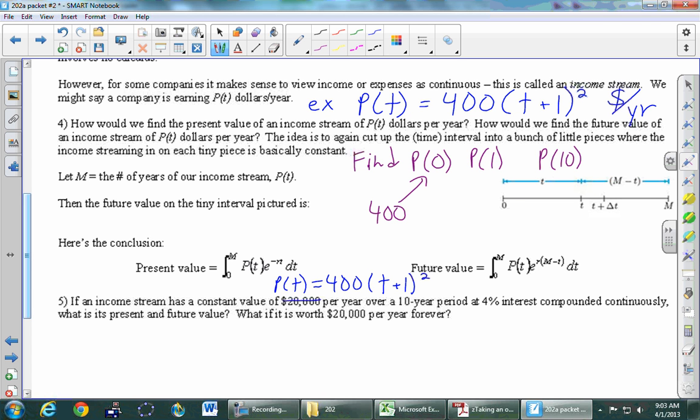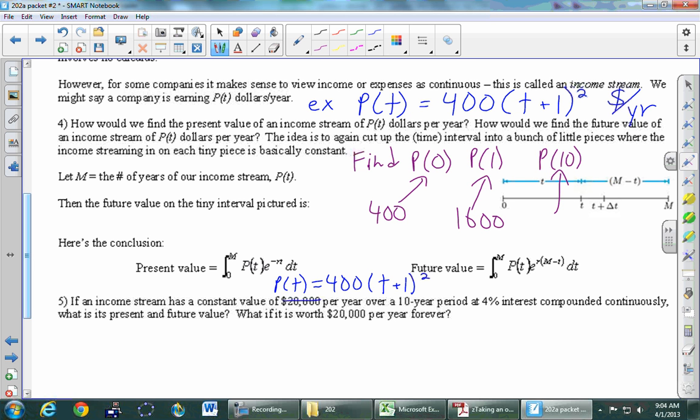But your company is going to grow. So 1 year into this experiment, into your company, what do we get when we plug in 1? 1,600, is that right? Super. So 1 year after opening the doors, your company is now making $1,600 per year.